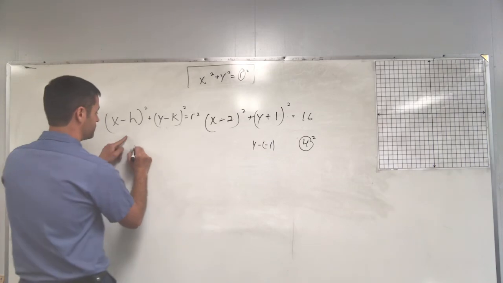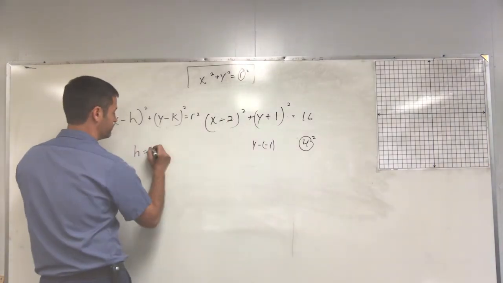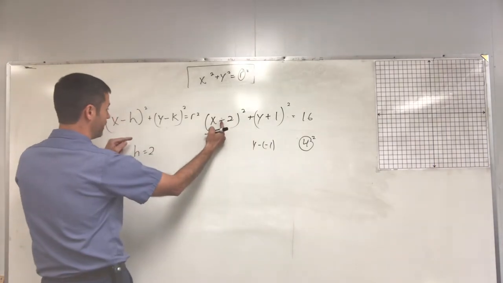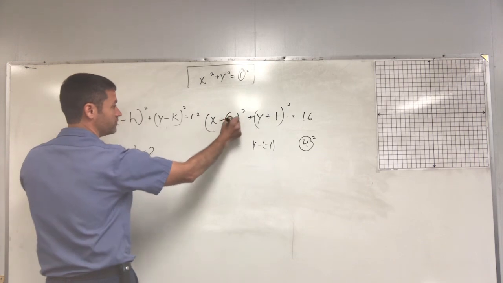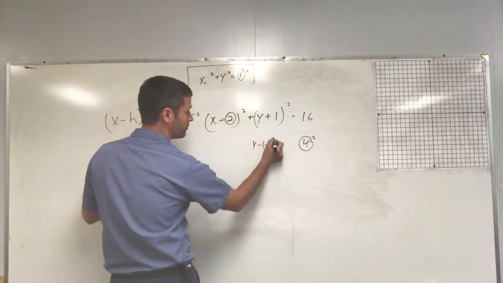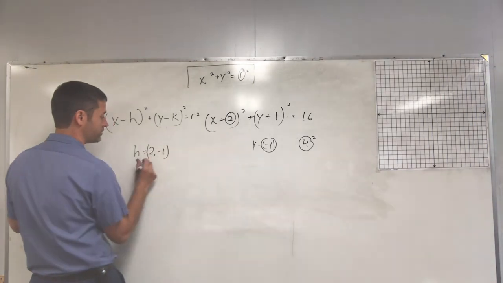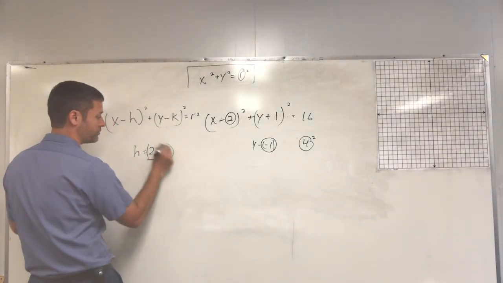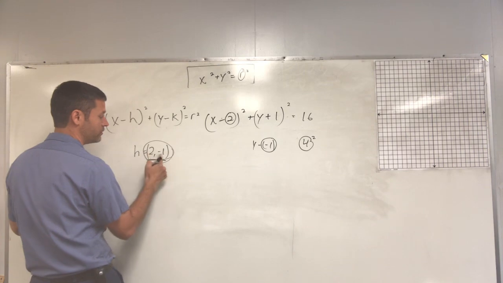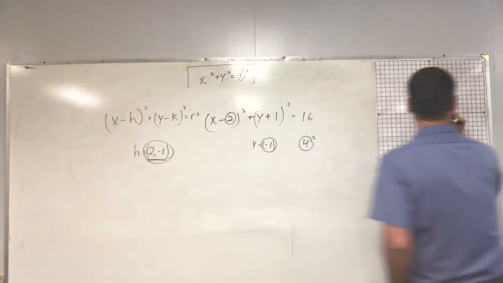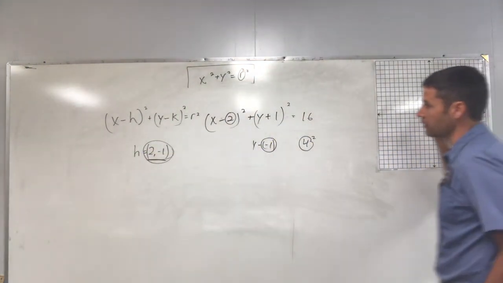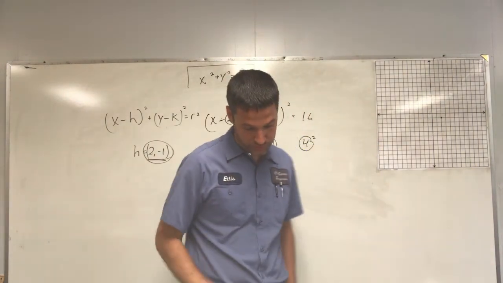In this case, h equals 2, because the minus is already in the formula. So h is 2, and here's your minus in the formula, and the k becomes negative 1. So this is telling you what the center of the circle is. The center of the circle is located at 2 and negative 1. So you go over 2, down 1, and your radius we said was 4.